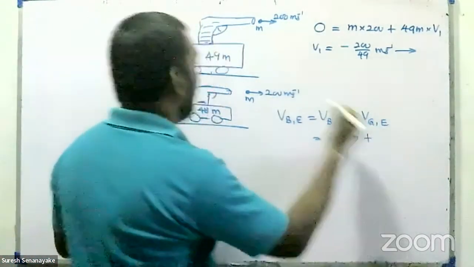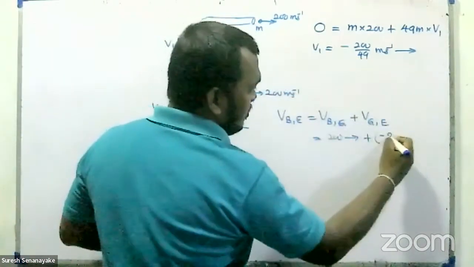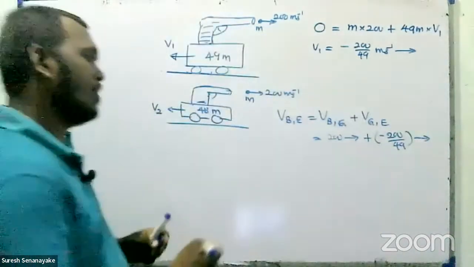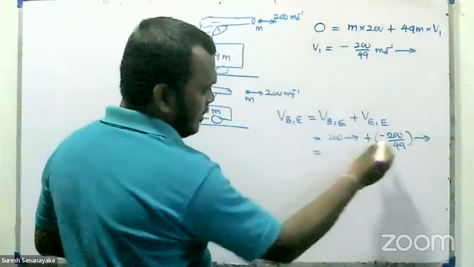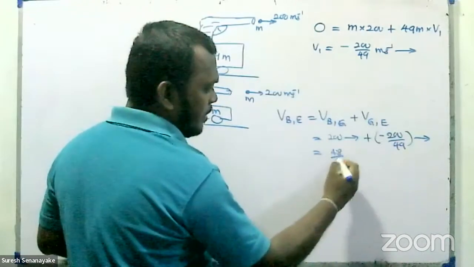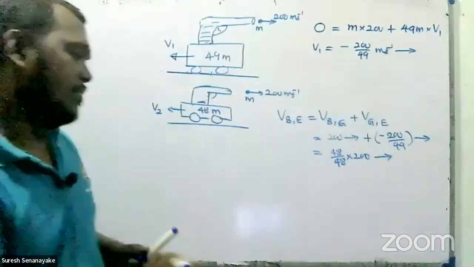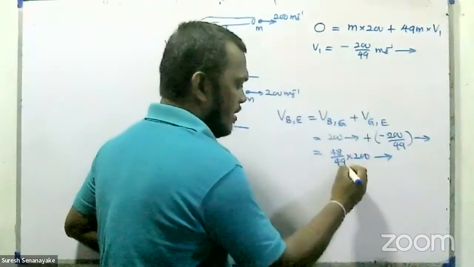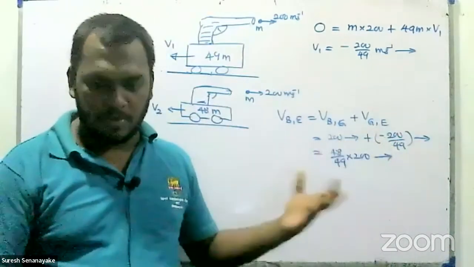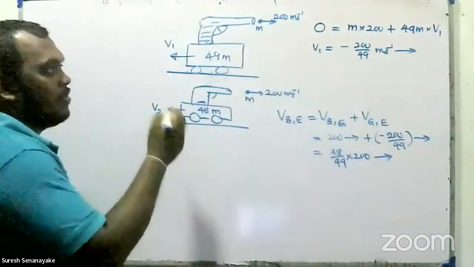And this is moving to the other side. So it's 200, I'm considering this side. So then you can write, simplifying this, that 200 minus 200 over 49, which is 48 over 49 times 200. Clear? Okay. Then apply the momentum conservation in this section.